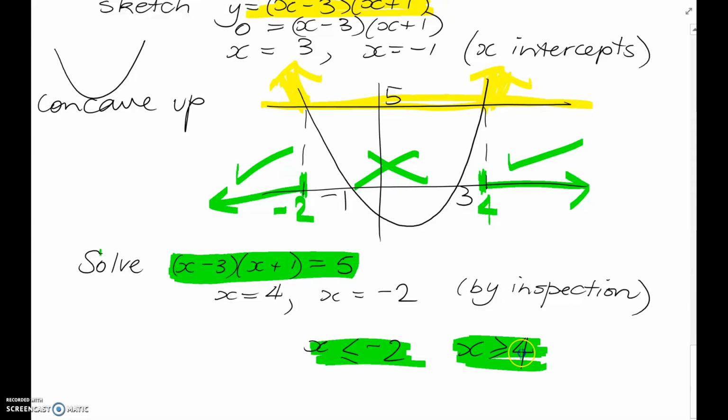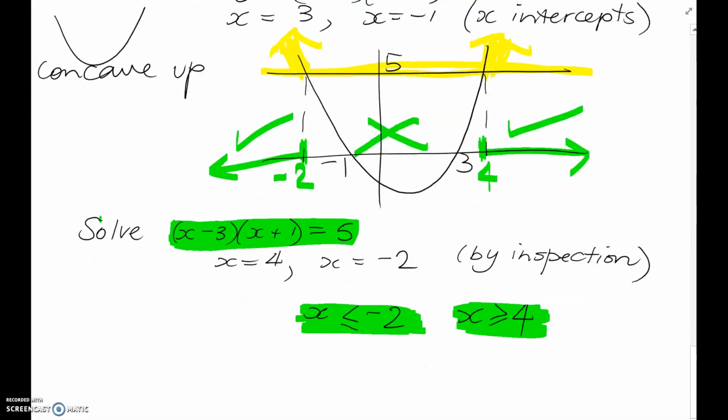If it's not going to be a nice whole number, that won't work. But it was worth spending 10 seconds looking to see if I could do that. So the values now are going to be x is less than or equal to -2 and x is greater than or equal to 4. Hope that helps.